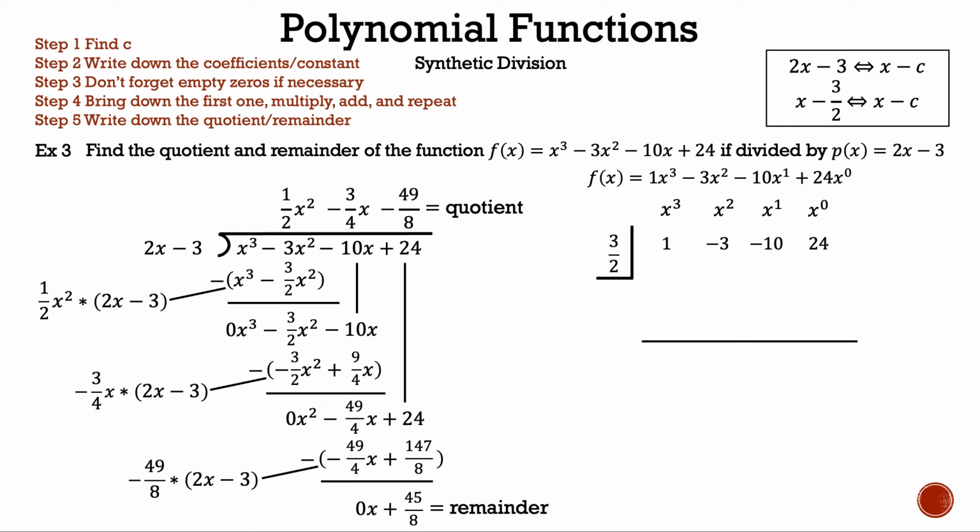Now we know we need to divide each number in the top row by 2 as well. So the 1 becomes 1 over 2. The negative 3 becomes negative 3 over 2. The negative 10 becomes negative 5. And finally, the 24 becomes 12.